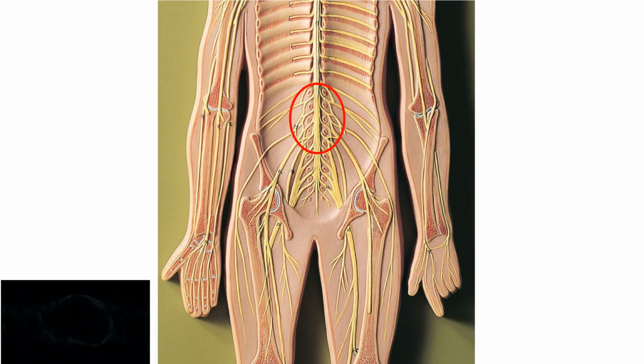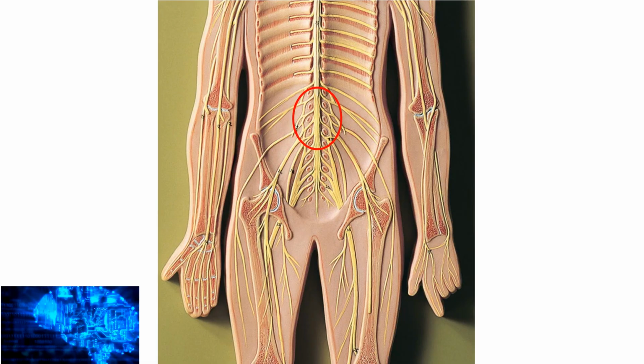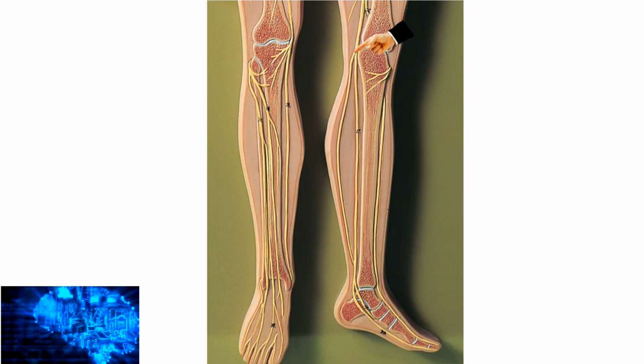Further down, the lumbar plexus emerges, near the lumbar enlargement. Here, identify the femoral nerve and the obturator nerve. Finally, we reach the sacral plexus, which gives rise to the largest nerve in the body, the sciatic nerve. As it travels down, it branches into the tibial nerve and the common fibular nerve, together providing sensation and movement to the lower leg and foot.